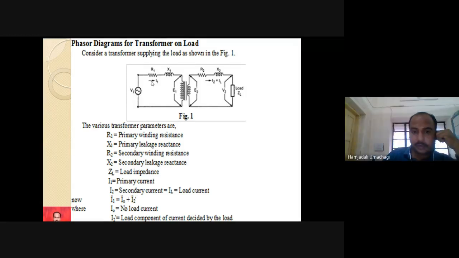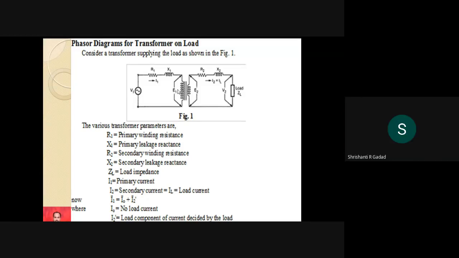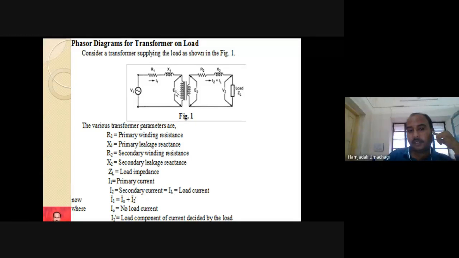V1 is equal to I1 R1 plus I1 X1. But now, whether I should write plus E1 or minus E1? Minus E1. Very good. Minus E1. Why? Because this E1 is opposing the V1. For that sake, the KVL equation for the primary side is V1 is equal to I1 R1 plus I1 X1 minus E1.